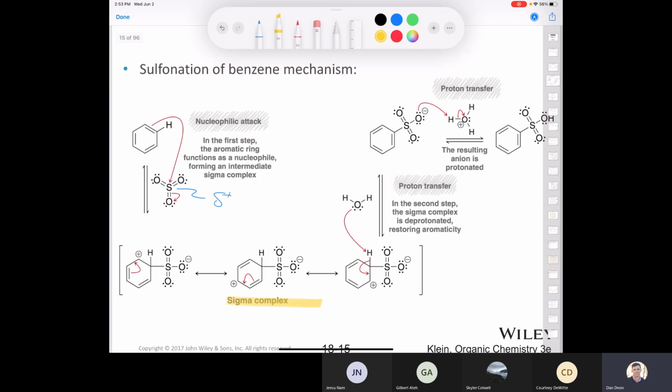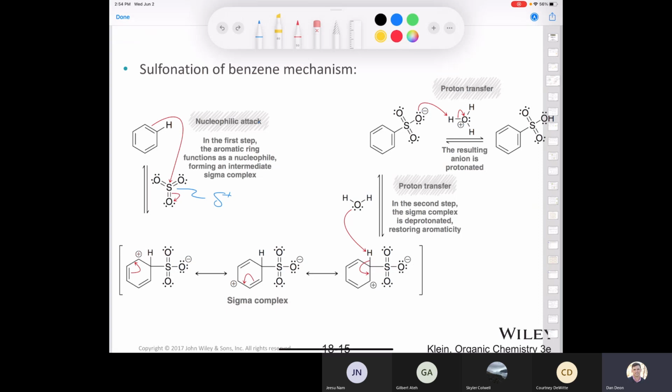You form a sigma complex, which isn't aromatic. You should be able to draw all the resonance contributors. And then you end up deprotonating on the same carbon where the new group is. So you do a proton transfer with water. Sulfuric acid is a mixture of H2SO4 and water, so you have water kicking around that does a deprotonation. Then a molecule of hydronium will do a protonation to make your sulfonic acid. And there's the sulfonation mechanism.